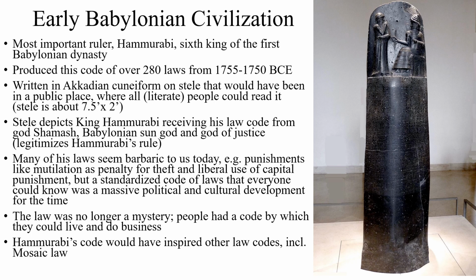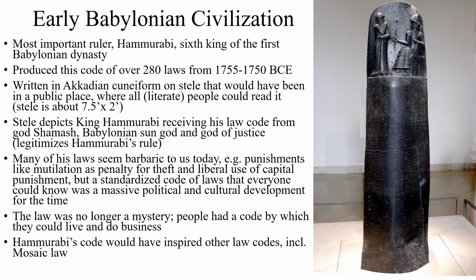The stele, shown on this slide, was about 7.5 feet tall and 2 feet wide. At the top of the stele, there is an image of King Hammurabi receiving the law code from the god Shamash, the Babylonian god of the sun and of justice. This divine image would have legitimized not only Hammurabi's rule, but his law code as well in the eyes of his subjects.